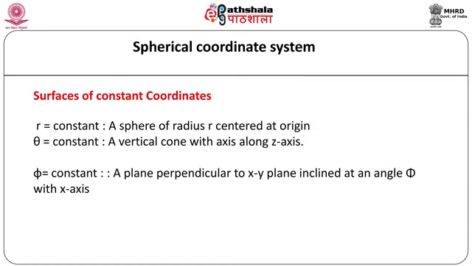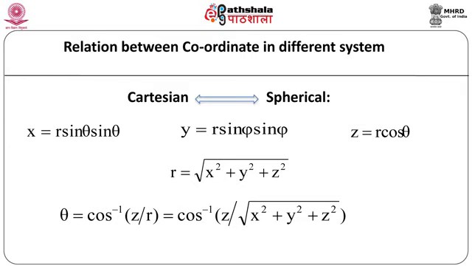In this system, for a constant value of r, we obtain a sphere of radius r, while constant values of theta and phi generate a cone and a vertical plane respectively. The relation between coordinates of a point in rectangular and spherical systems can be obtained using simple trigonometrical manipulations.